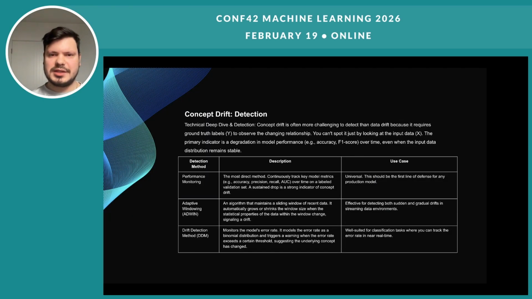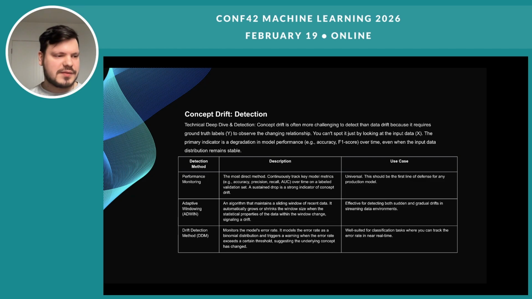Concept drift is usually more challenging to detect, since we don't only need to look at the input data, but we also need to track the model performance, offline and online metrics like accuracy and F1 score over time. And that would actually be the perfect first detection method, performance monitoring. We want to monitor the main performance metrics of our model, like accuracy, precision, F1 score, on a labeled validation set. And as soon as we see any sustained drop, it will be the signal of concept drift.